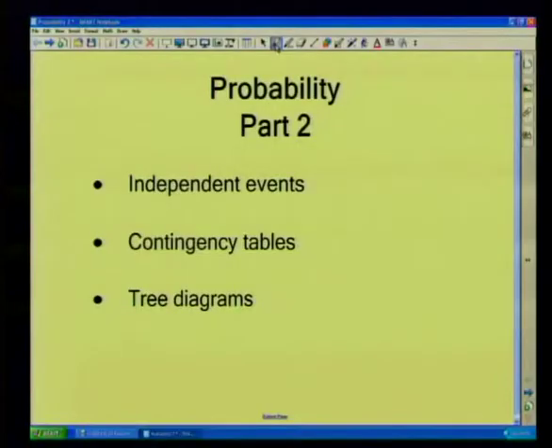This is part 2 and some of the basics were covered in part 1. Today we're going to be looking at independent events, contingency tables and tree diagrams, some of your favorites.